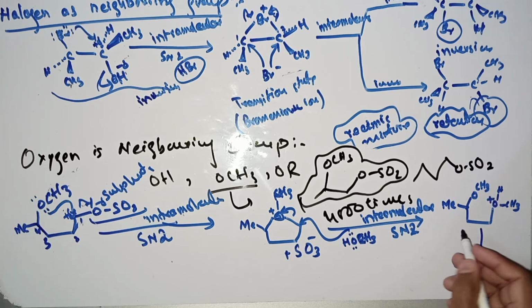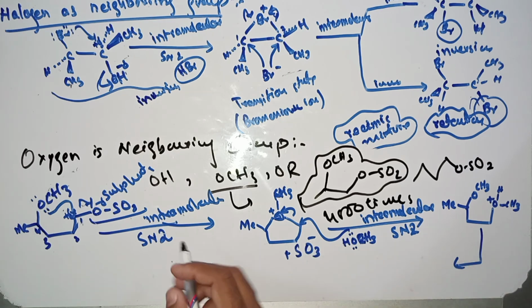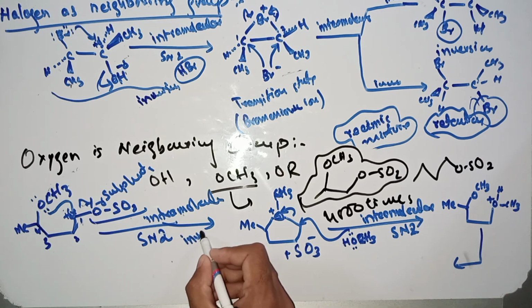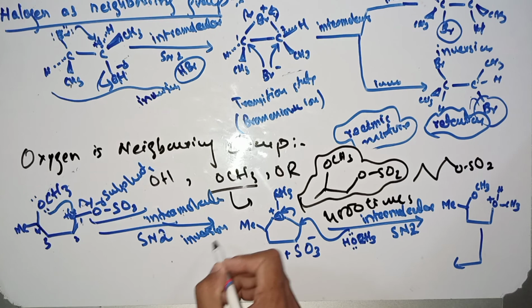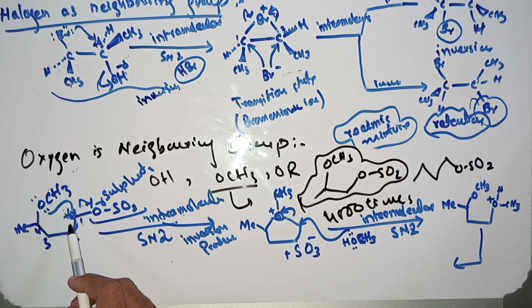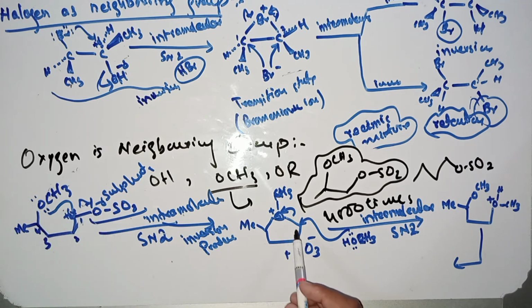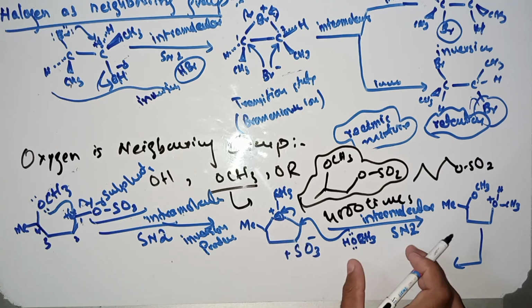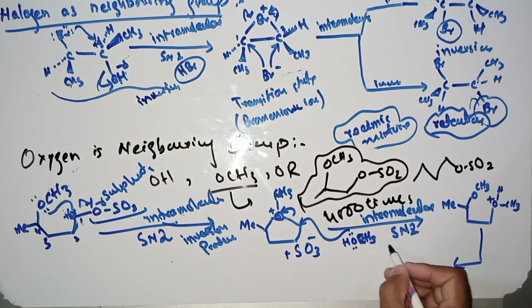Again, in both cases an inversion product will be produced, because here the nucleophile attacks from the back side of the leaving group, and in the second step also the nucleophile attacks from the back side of the leaving group, from the leaving bond. So in both cases inversion will be present.